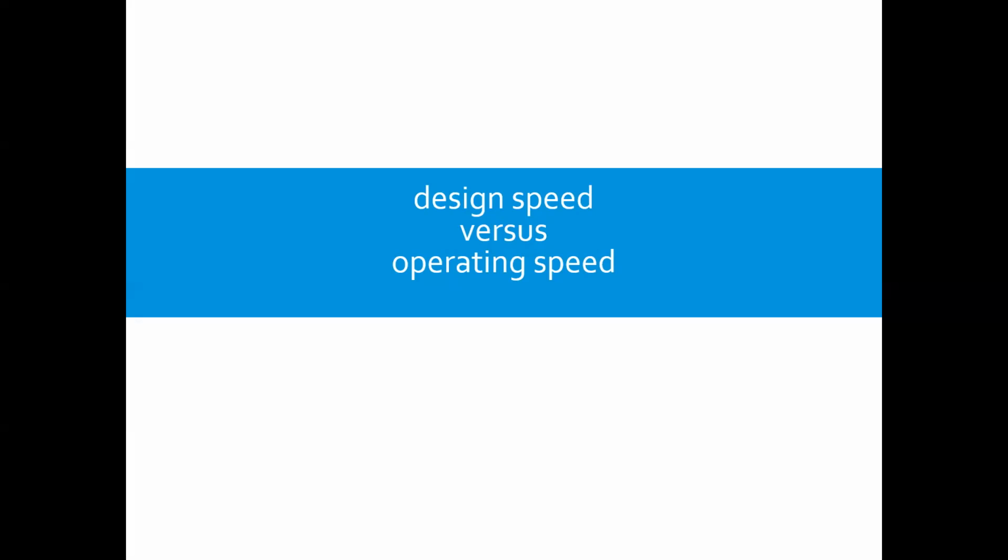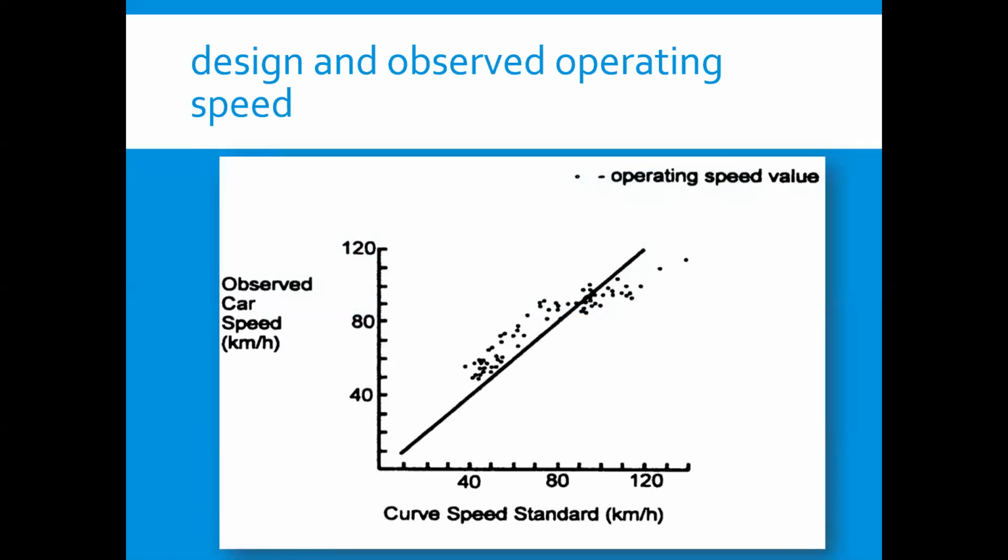There is a noticeable disparity between design and operating speed. Results indicated that horizontal curves with a design speed less than 80 kilometers per hour had 85th percentile speeds that were consistently faster than the design speed, whereas the curves with a design speed greater than 90 kilometers per hour had 85th percentile speeds that were consistently slower than the design speed. The observed relationship between the design and operating speed is shown on the next slide. Now you can see the comparison.